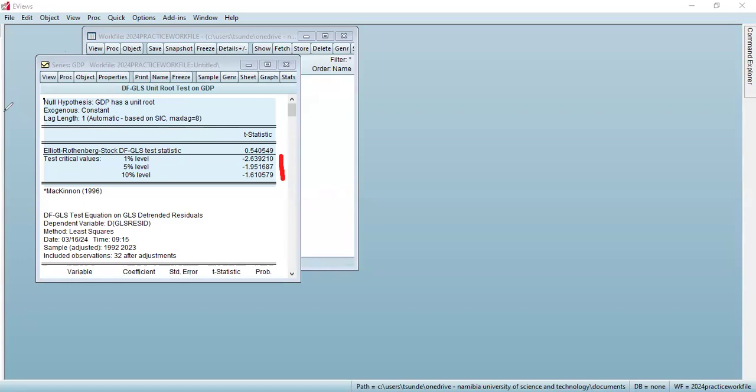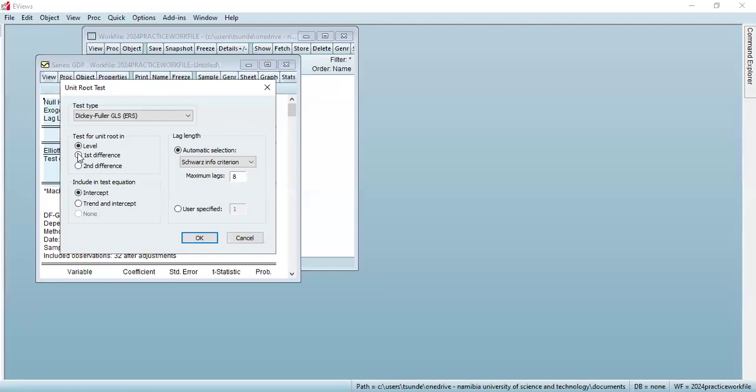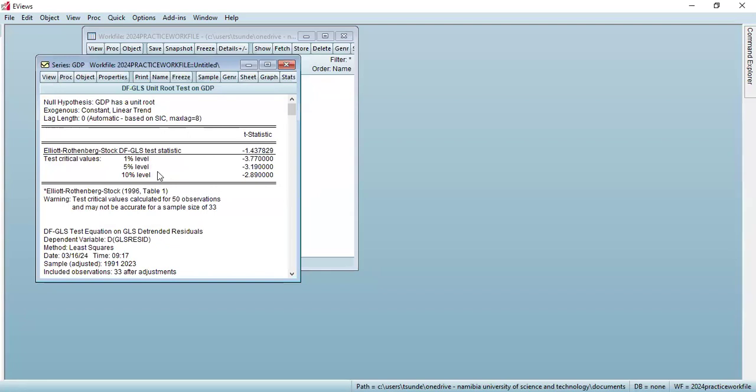Then, let's do the test again. You go to View once again, Unit Root Test, standard. We are not changing anything, we are still testing levels, but using a model with trend and intercept. So you click trend and intercept, then you click OK for your test. These results are slightly different from the ones that we just saw. The null hypothesis is still that GDP has a unit root. The lag length chosen is zero, maximum lag 8.